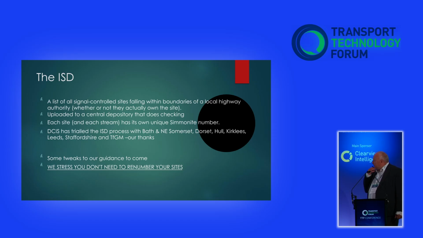We've trialled the process with Baines, with Jackie, with Dorset, with Hull, Kirklees, Leeds, Staffordshire and TFGM. So thank you to all of you who helped out, because you tested all of our guidance. And what was clear was that we need to improve our guidance on what you need to do. And the one thing that we stress is that you don't need to go and renumber your existing sites. What this is, you take your existing sites and then there's a list where we translate them into numbers.